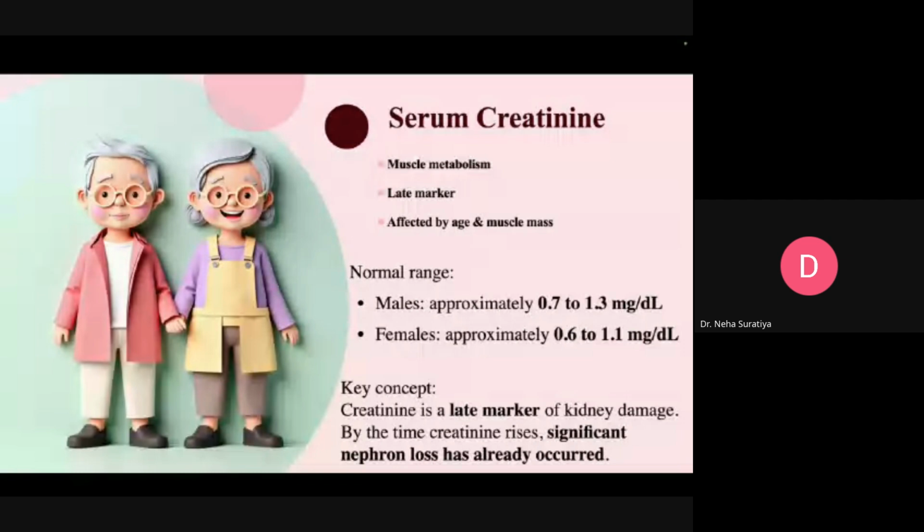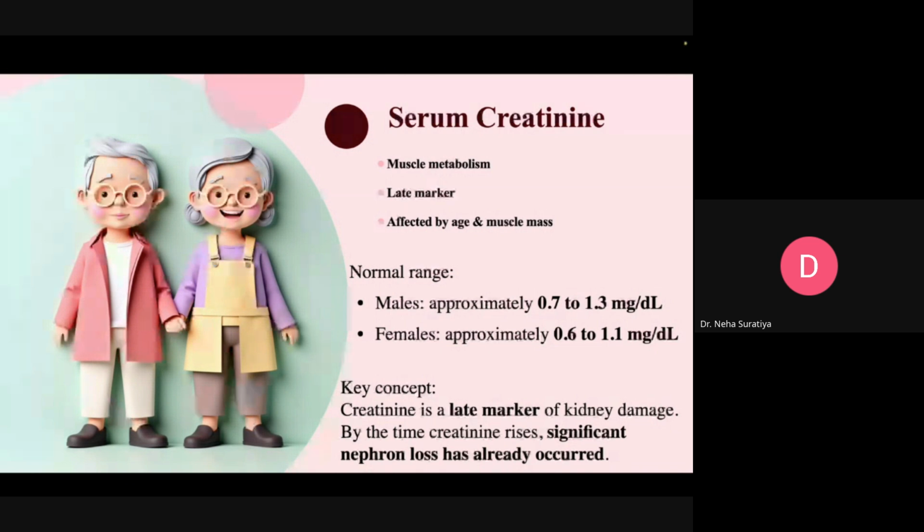So BUN was produced from the protein metabolism in the liver and excreted by the kidneys. Same, serum creatinine is produced in the muscle, in the metabolism pathways, and later it will be excreted by the kidneys. So it is a late marker, guys. It is a late marker according to the age and the muscle mass as well. Serum creatinine is one of the big factors to consider all the time, but it is a late marker of kidney damage. So it is very important.